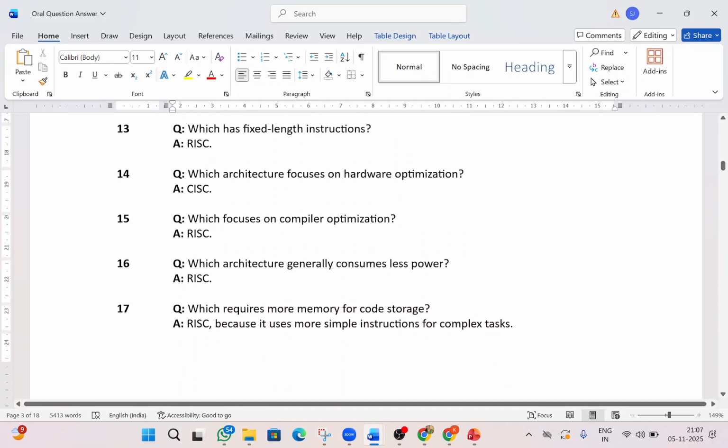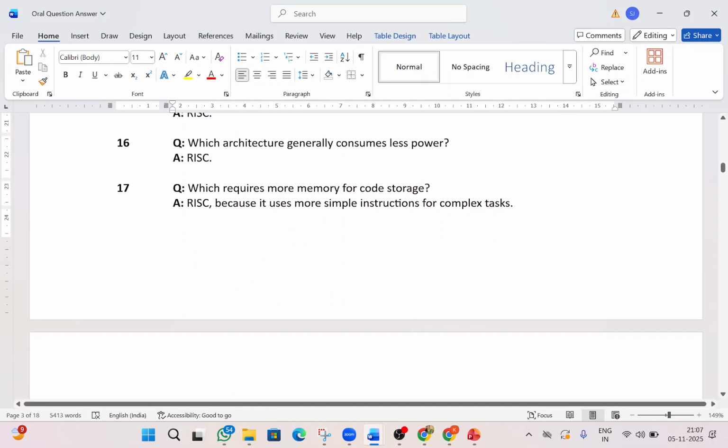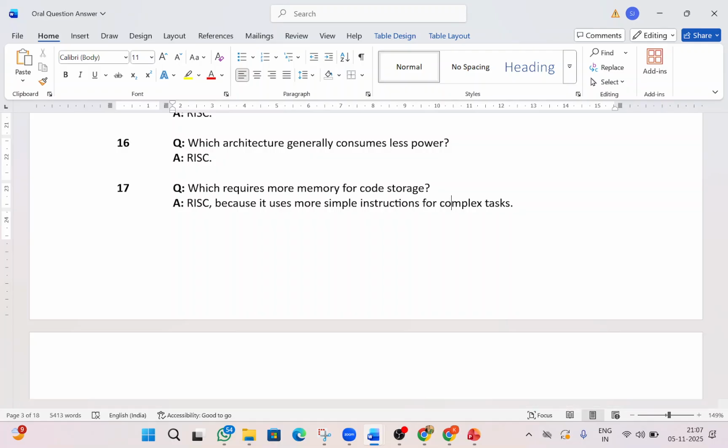So the next question is the 16th number. Which architecture generally consumes less power? That answer is RISC. Because instructions are shorter and simple, less circuitry is active per instruction. That's why it saves energy. So less power for RISC.